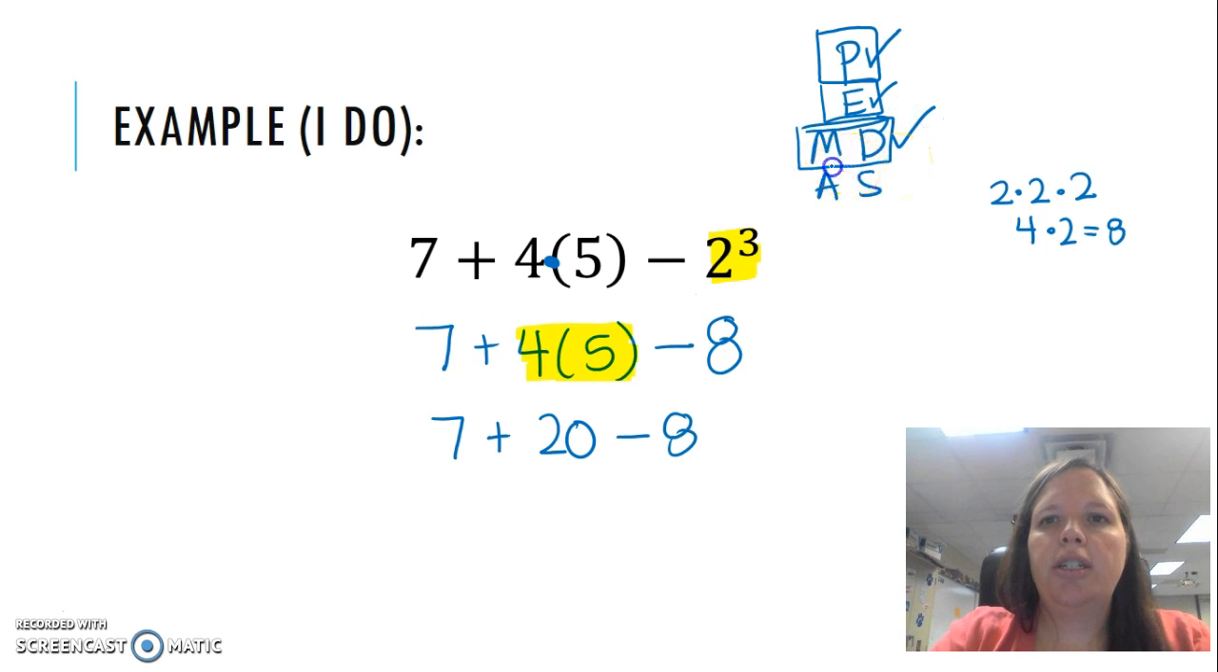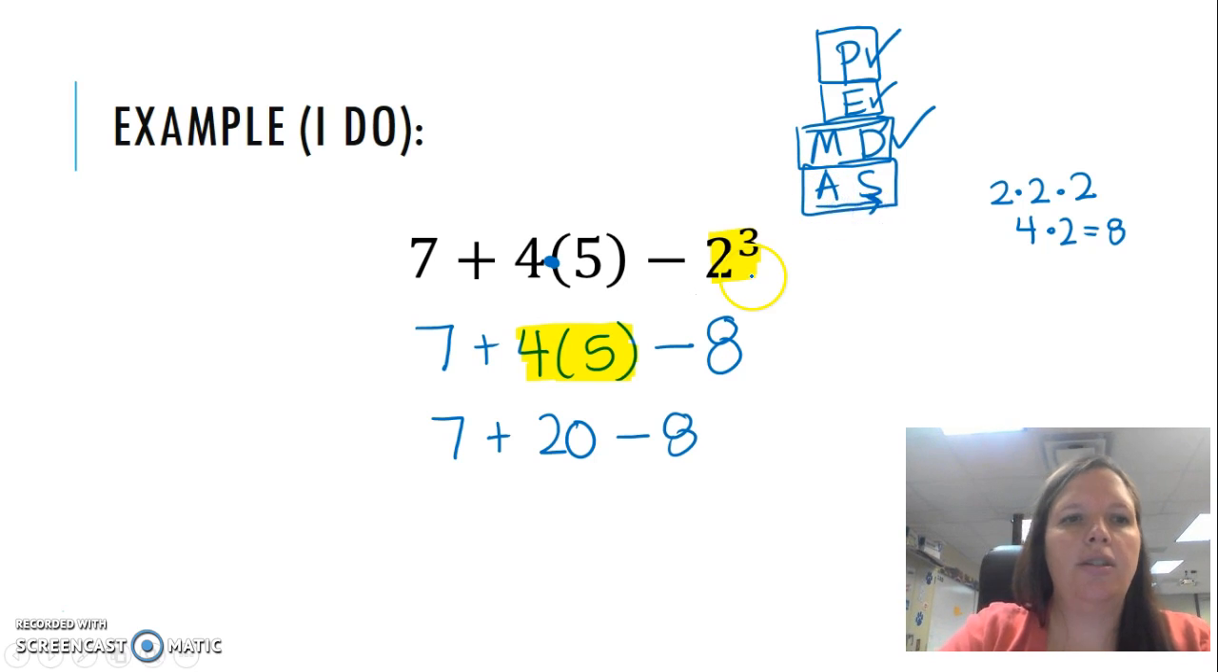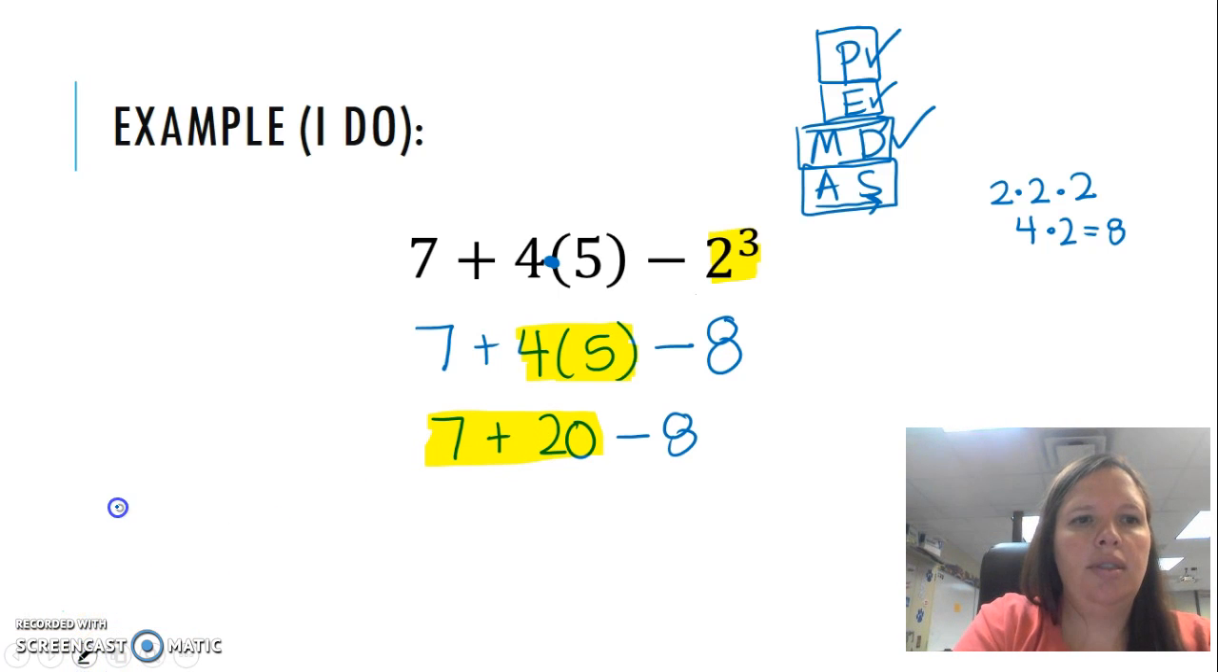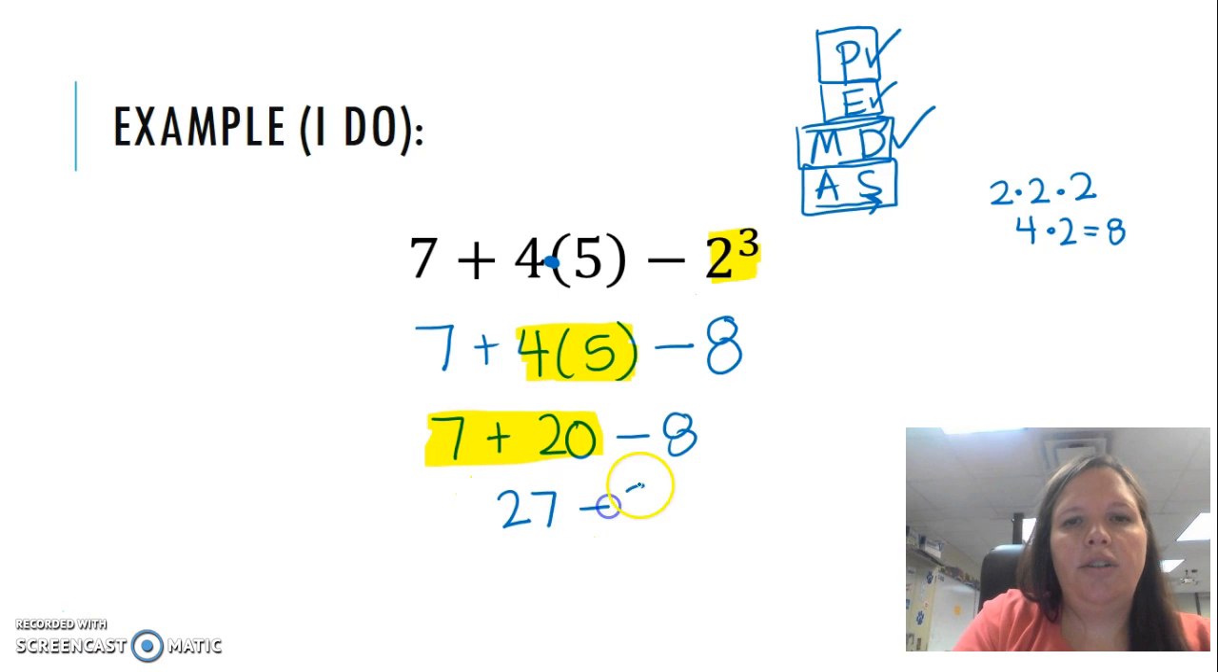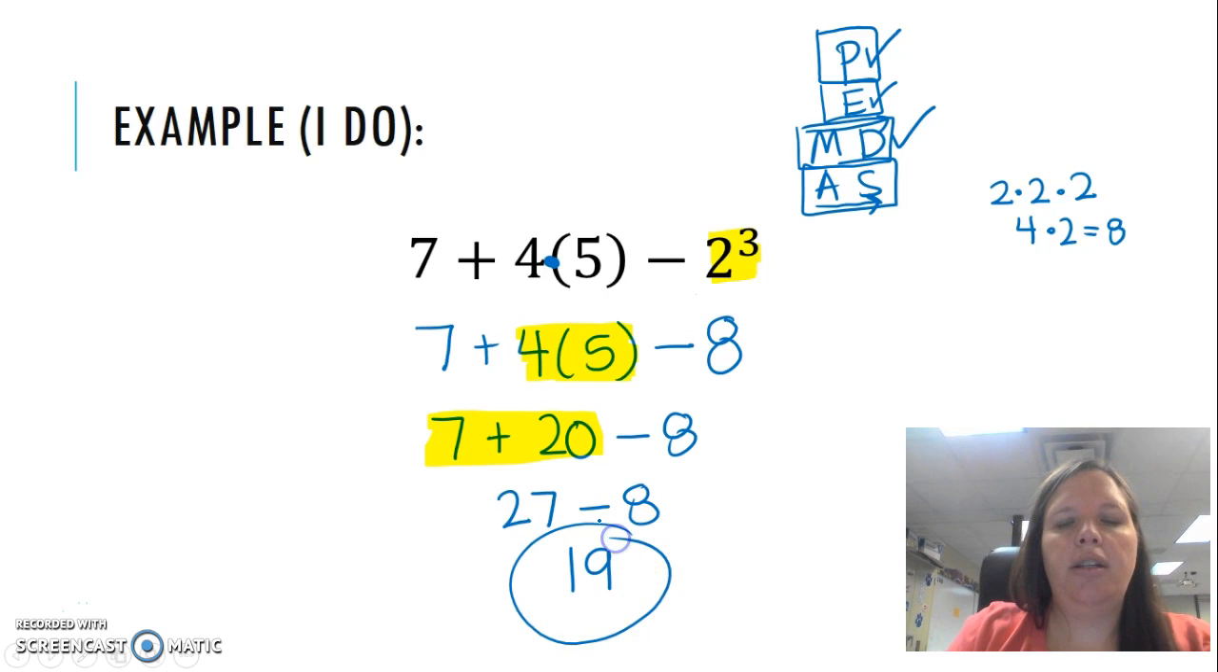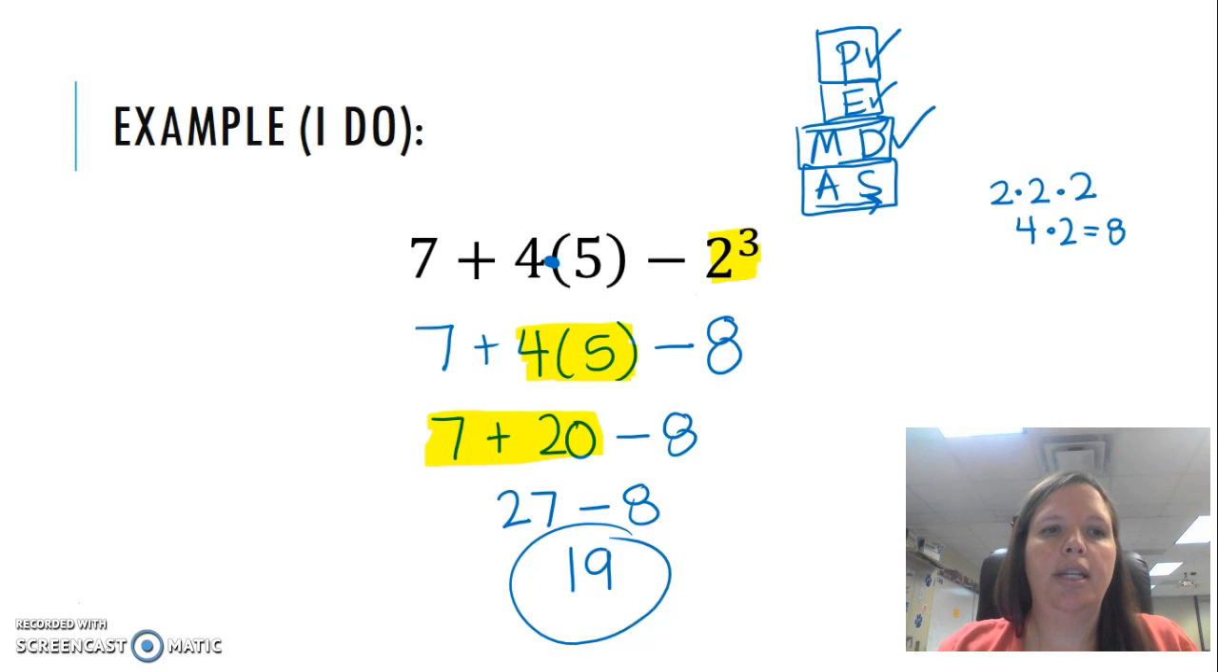All right, addition and subtraction is our last group. So how do I do addition and subtraction? Not addition first, subtraction last. I go from the left side to the right side. So from left to right, I see 7 and 20. That's 27, and 27 minus 8 gives me 19. So if everyone follows the order of operations, everybody should get to 19 as their answer. So check off that I did all of the operations. If you only have one operation left, just go ahead and complete it. So all we have is subtraction left.